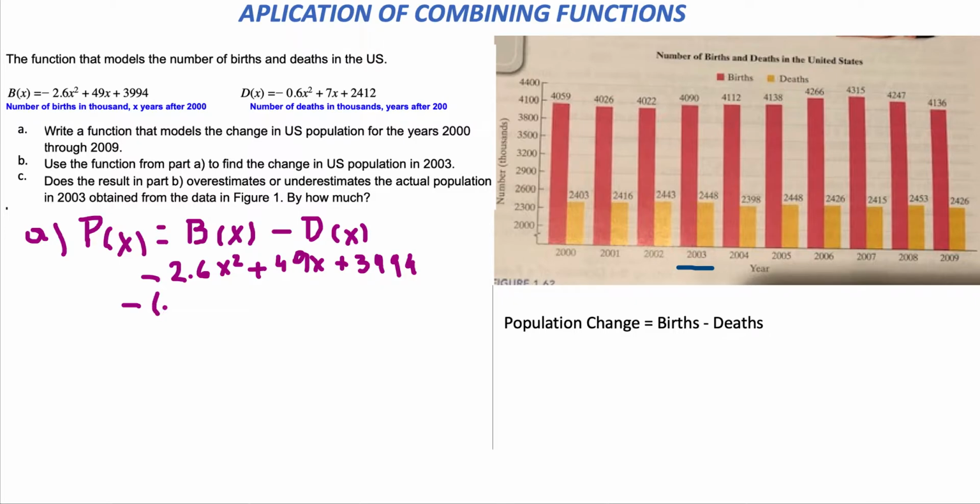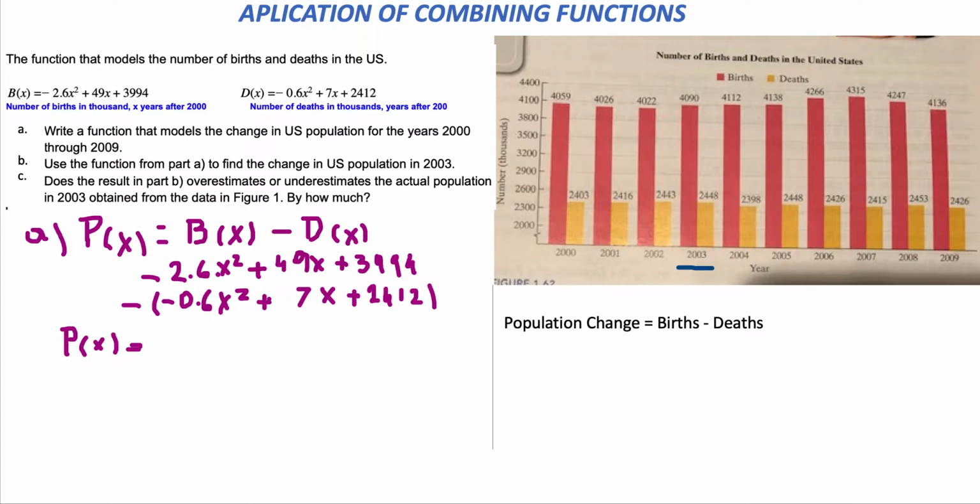And D of x, the first one is minus 0.6x squared, plus 7x, and plus 2412. And now when we are subtracting everything, we find the new function that signifies the population growth of the US, and we can write it this way.